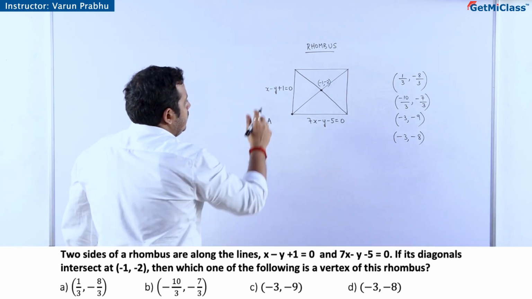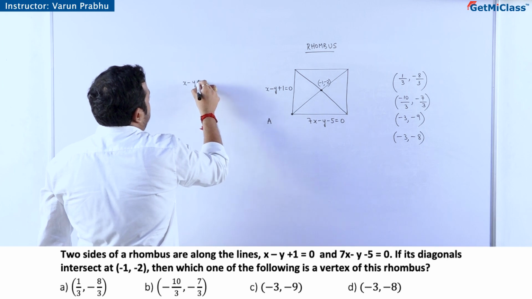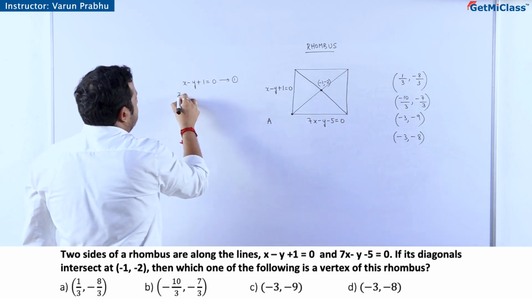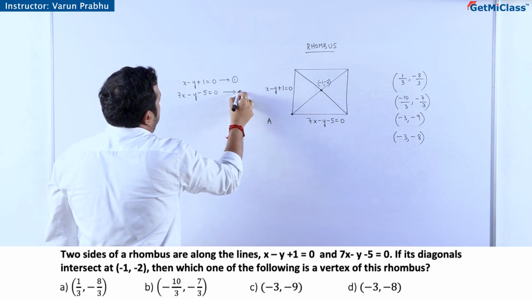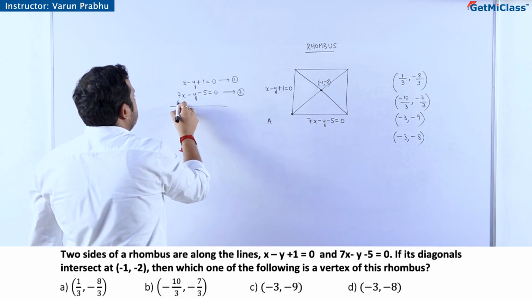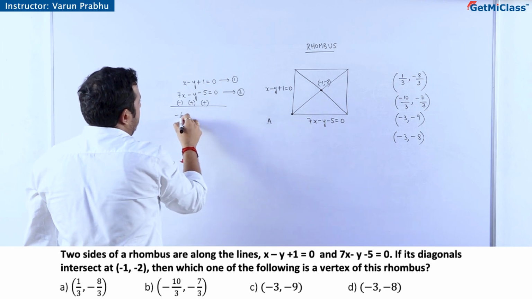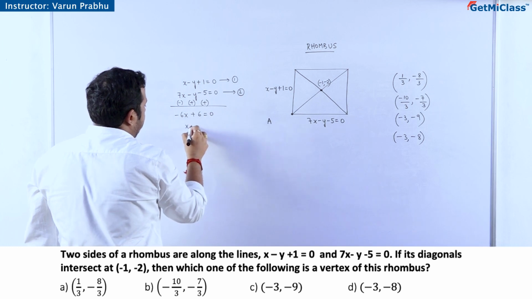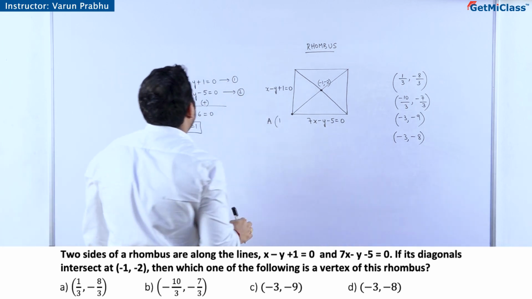Solving this equation and this equation: x minus y plus 1 is equal to 0, I'll take this as equation number 1, and 7x minus y minus 5 is equal to 0, equation number 2. Subtracting, we get minus 6x plus 6 is equal to 0. So the value of x is equal to 1, correct or not?